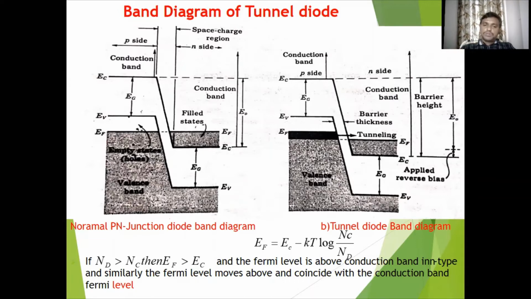So the Fermi level shifts up and down in the conduction band as we increase the doping concentration. In n-type material, the Fermi level is present above the minimum energy level of the conduction band, but the Fermi level is present below the valency band in the p-type material. The reason I have also explained here. If you know this, we can go with the actual operation of the tunnel diode.